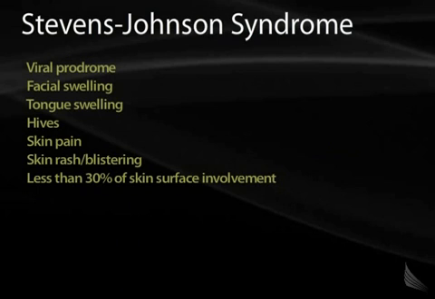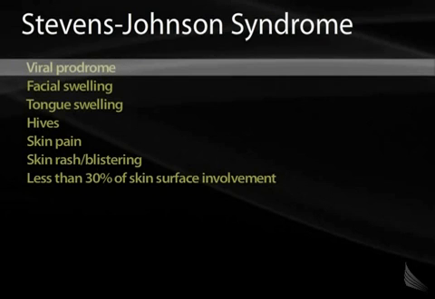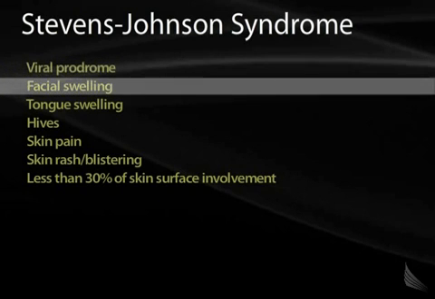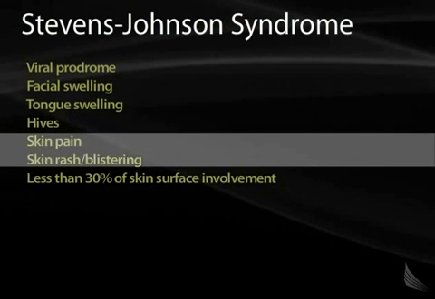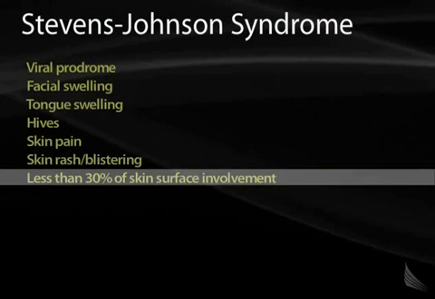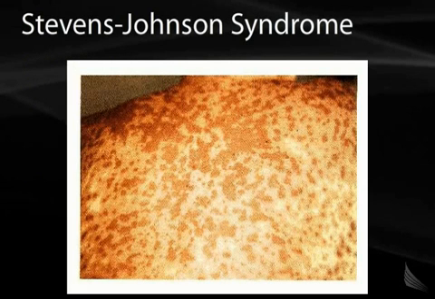Moving on to Stevens-Johnson syndrome. Stevens-Johnson syndrome is a very serious condition. Usually it involves a viral-like prodrome, including nausea and fever, and it can progress to facial swelling and tongue swelling. It then produces hives, skin pain, and skin blistering. Classically, it's thought to involve less than 30% of the skin's surface. Stevens-Johnson can present many different ways. This patient appears on the back to have multiple hyperpigmented patches.